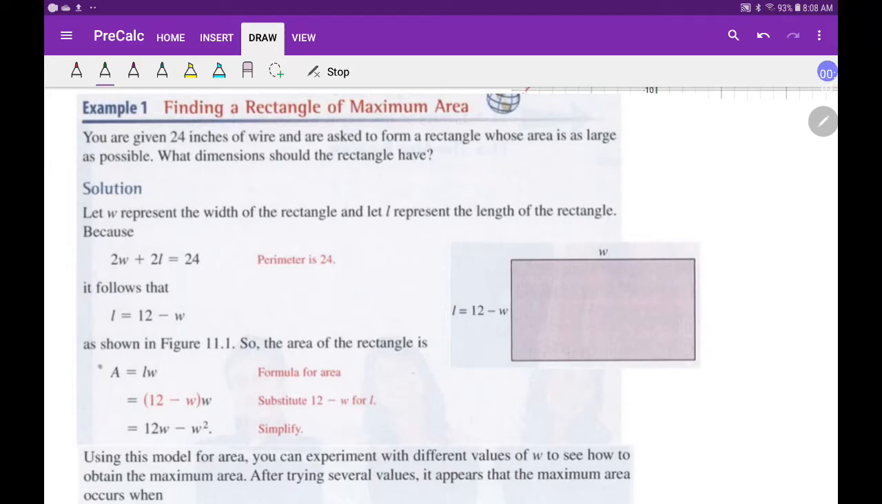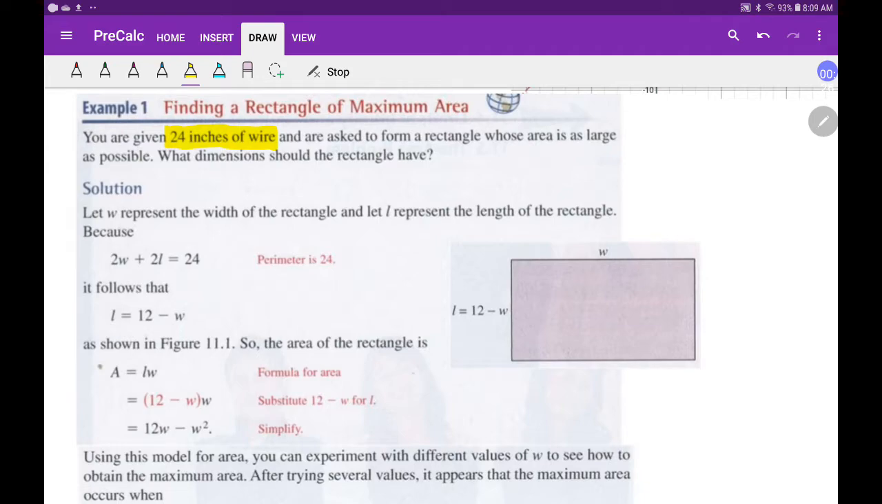In the interest of keeping this as short as possible, I've done a couple of things to help you with this problem. The example here is interesting. We know that if we don't know the width and the length, we can just label it W and L of this area. We want the area as large as possible. We're given 24 inches of wire. That'd be nice to know.